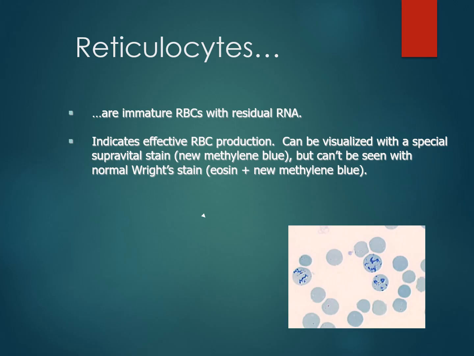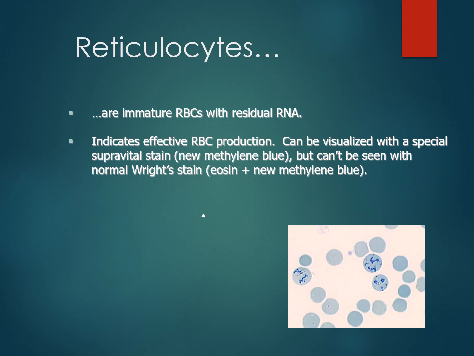Oh yes, reticulocytes. How I love reticulocytes. They are a good sign of health. Essentially, again, reticulocytes are immature red blood cells that are anucleated, so they have already lost their nucleus, but they do have a little residual RNA, and they appear as polychromasia.